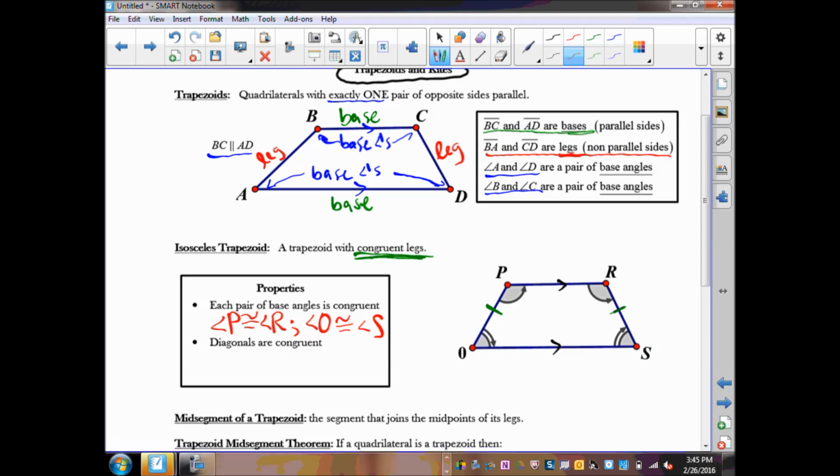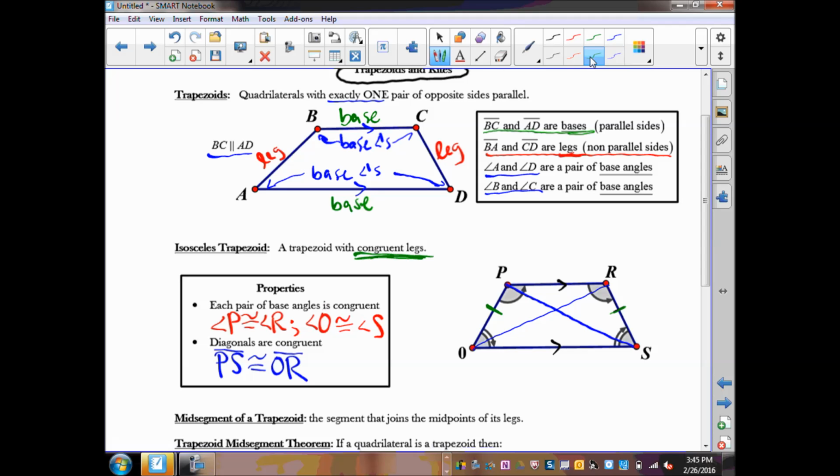Okay, now our other thing is that diagonals are congruent. So let's go ahead and draw that in. OR. PS. So these diagonals are going to be congruent. PS is congruent to OR. And again, as we discussed, these do not bisect each other because that is a defining characteristic of parallelograms. If they bisect each other, it would be a parallelogram. Trapezoids are not.